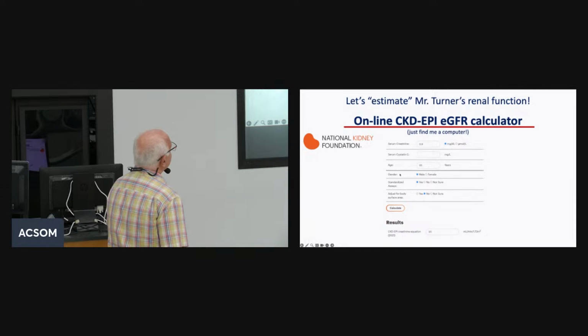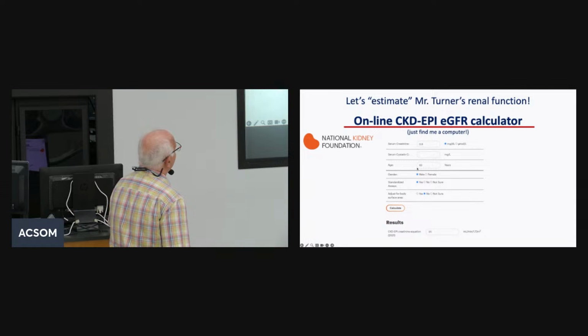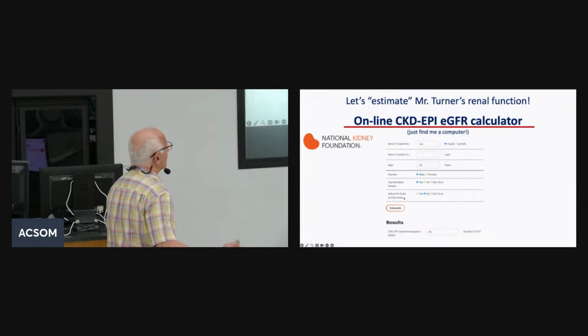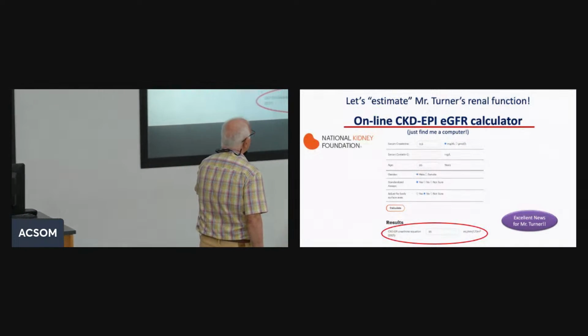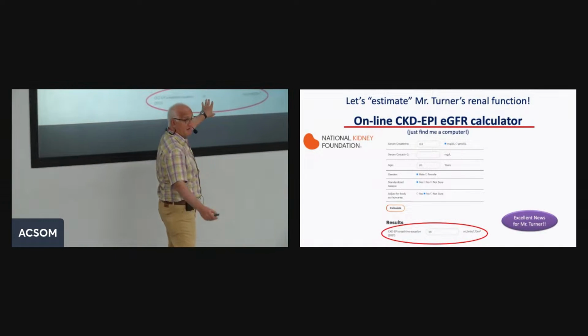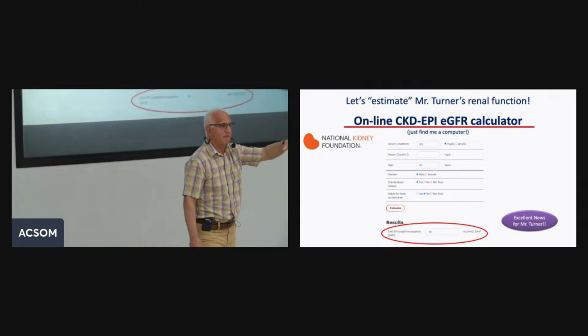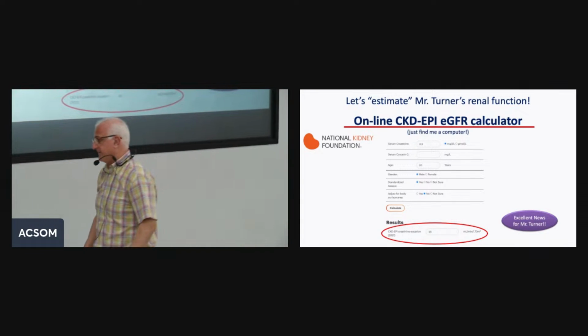0.9 is serum creatinine. His age, we said it is 65. Then gender, we said male versus female. The rest is nonsense. A standardized analysis, you don't have to worry about it. And we push calculate. Here we are. His estimated GFR comes out at 95. And if you want to Google it, come up with another calculator, you will see it's the same.